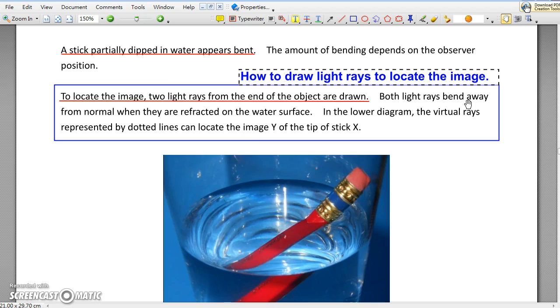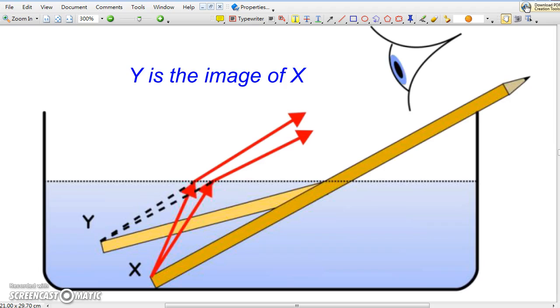In this way, you may draw virtual rays to find the image. So after you have found the image of the red dot, which we mark blue, then you may draw the image of the whole part underwater in this way.